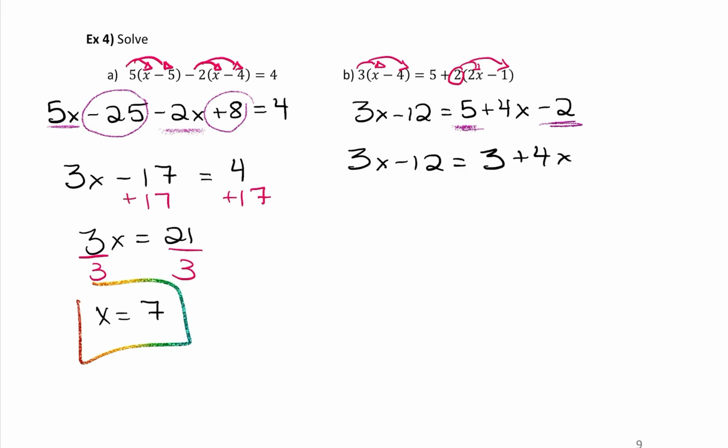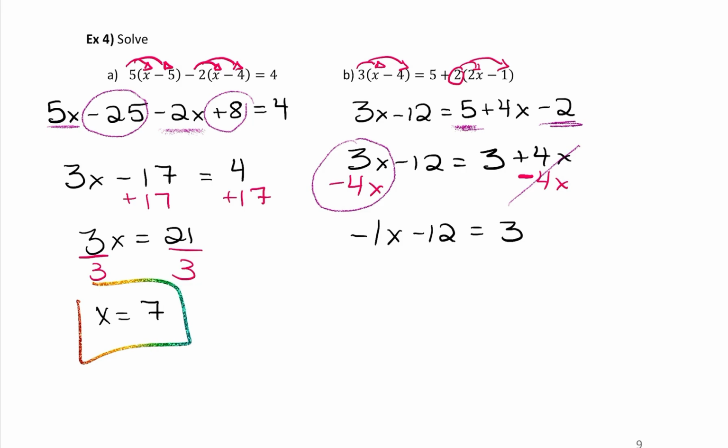Now I need to get the x's together. So again, it's your choice. Do you want to minus 3x from both sides, or do you want to minus 4x from both sides? I'm going to minus 4x from both sides. Okay. Notice where I wrote it. I wrote the x with the x so that in my next step, it's easy for me to see how I'm combining my like terms. 3x minus 4x is minus 1x, and then I have the negative 12 there. On the other side, I now just have a 3.